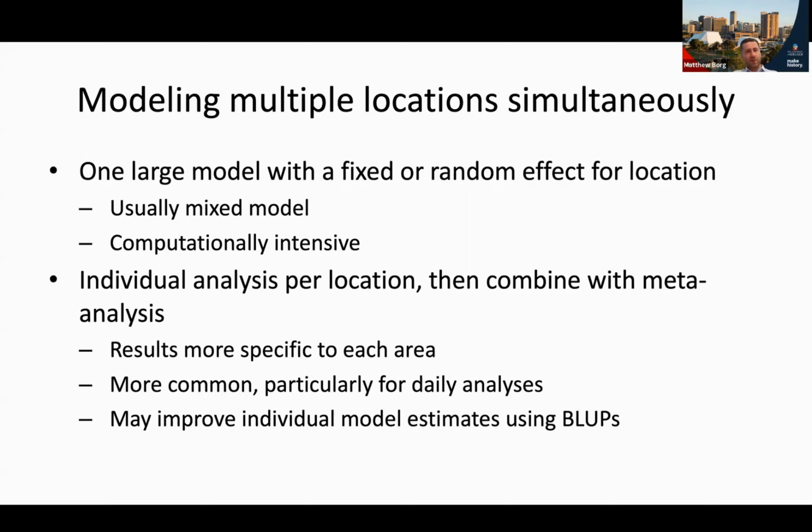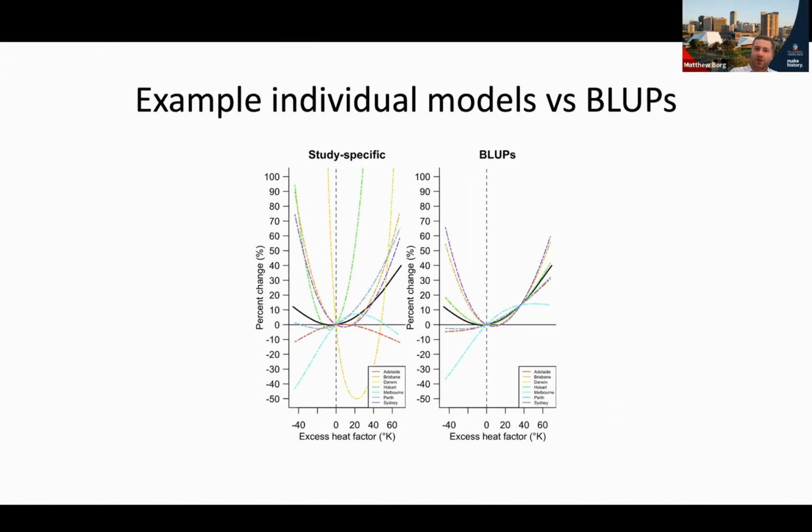That's particularly helpful for locations that don't have a large population size or many outcomes, which will be quite weak in statistical power, and they can borrow information from the meta-analysis. I'll give an example on the next slide.